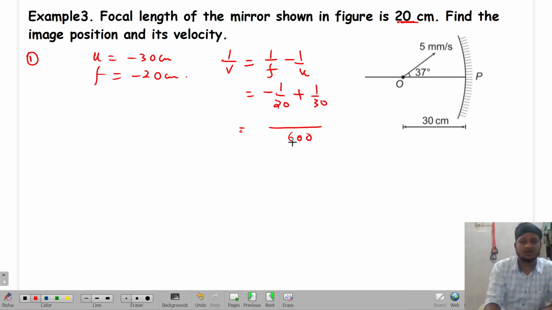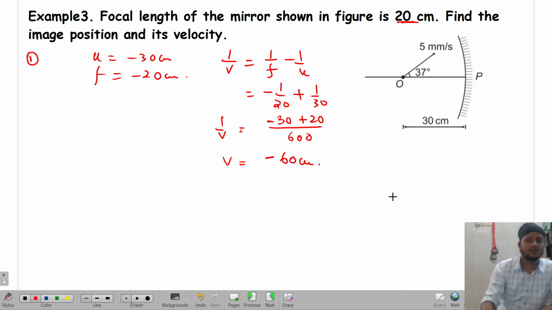20, 60. 30 minus of 30 plus of 20. Got it or not? So 1 by v. So v is equal to how much? It will be 60 centimeter or not? Like minus of, it will be 60 centimeter.